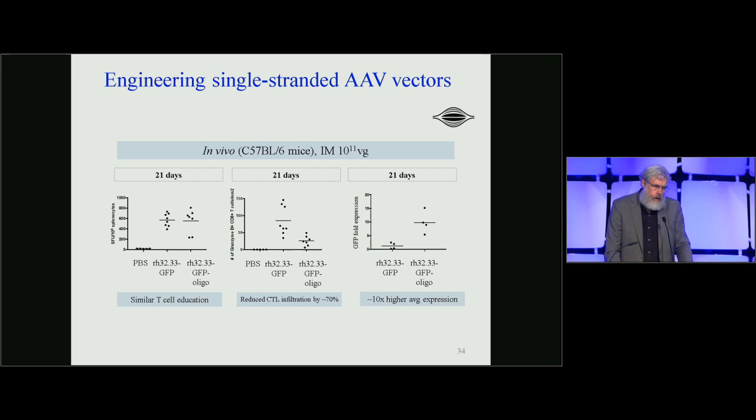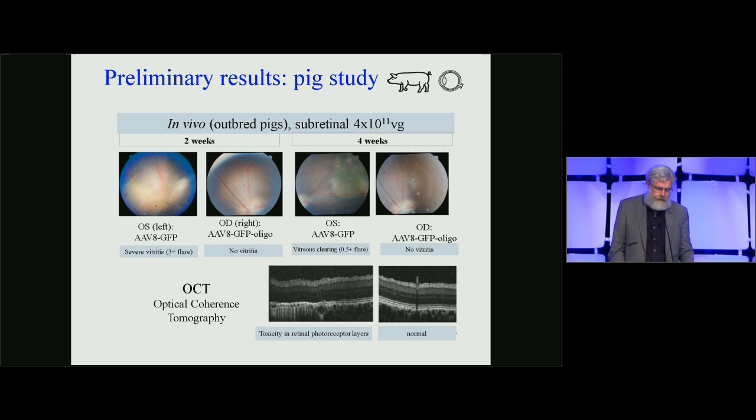We engineered these single-stranded AAV vectors intramuscular in mice, and these are some of the data here showing reduced infiltration and expression, reinforcing some of the previous slides. And then, this is very preliminary. Everything I've mentioned in this talk is unpublished.